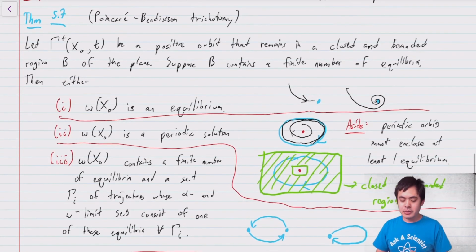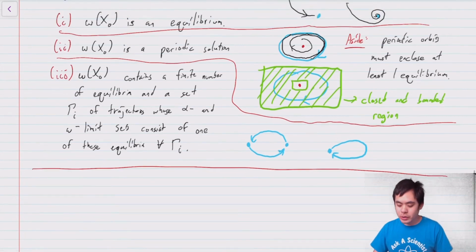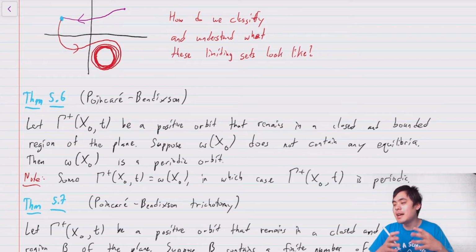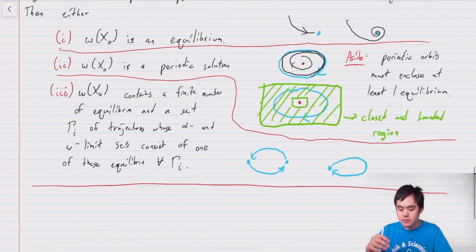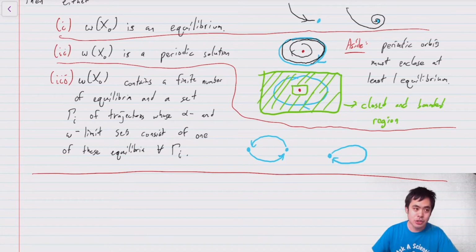So these are the different possible cases, and then one question is, which of these cases applies in any particular example? One of the things you can do is use the Poincare-Bendixson theorem to show that there is a periodic orbit if you can show that you have a closed and bounded region that doesn't have any equilibrium. At the same time, sometimes it's useful to be able to say that there is no periodic solution, and this is the subject of our next two theorems.